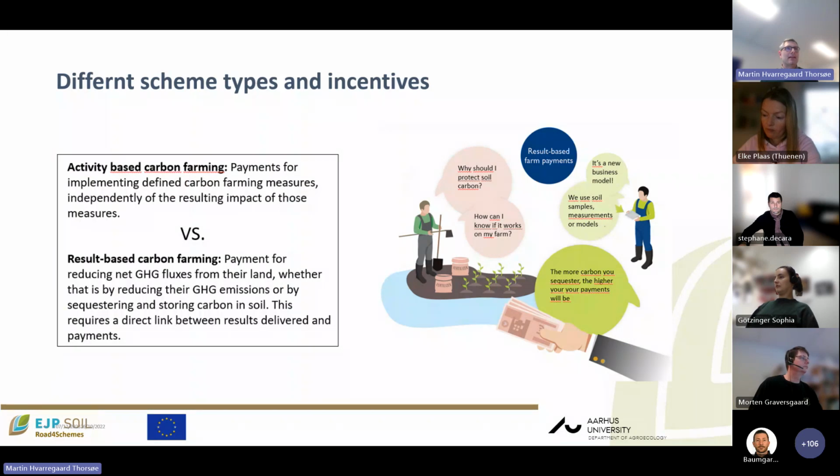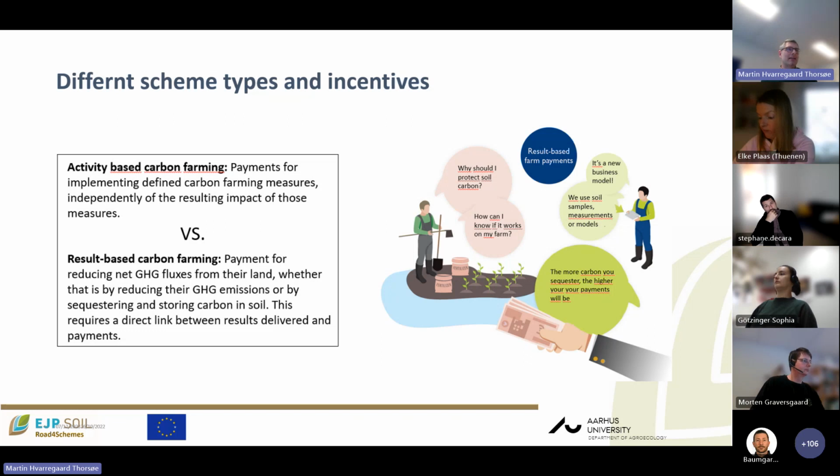Generally, when we look at carbon farming, there are two different types of incentives involved. There are the activity-based payments, where rewards are provided for implementing carbon farming measures, independent of the result that these measures achieve. So this is the form of payment that's typically involved when we talk about the Rural Development Program, for instance, where farmers are rewarded for the output of a particular activity, for instance, implementing a hectare of catch crops or the like.